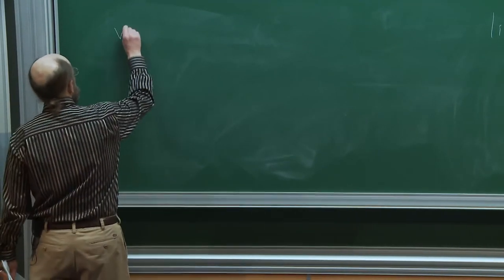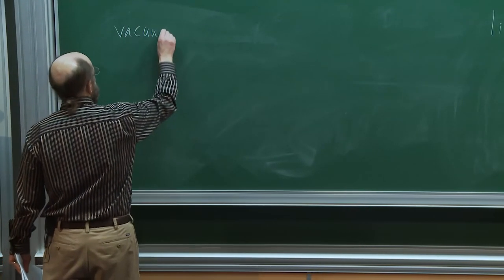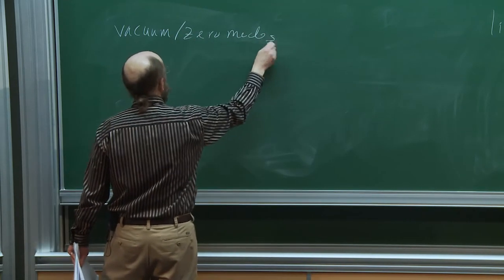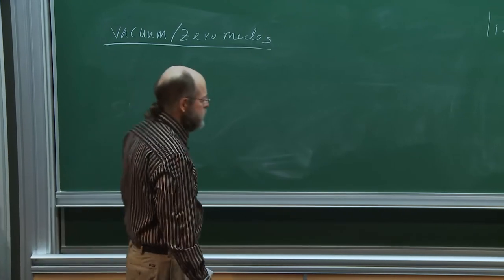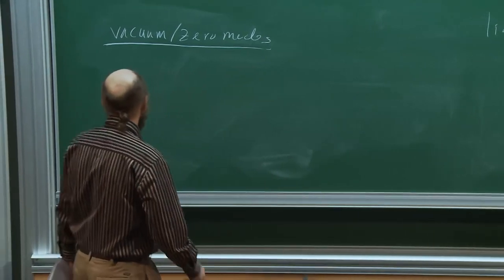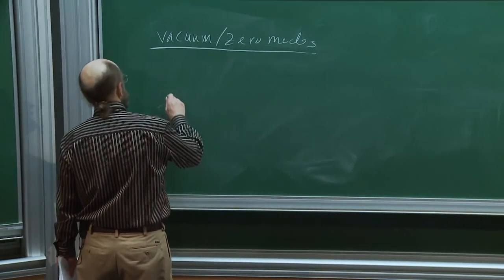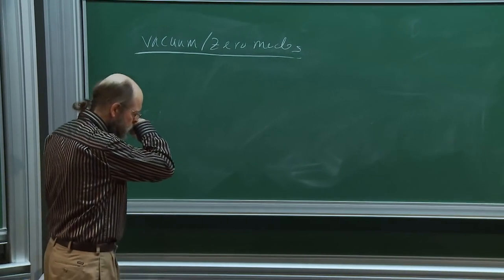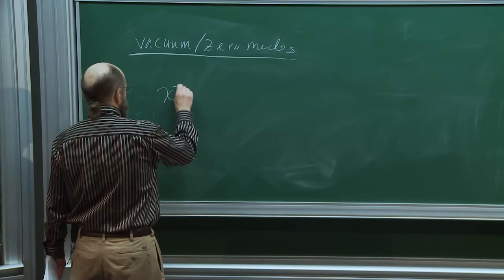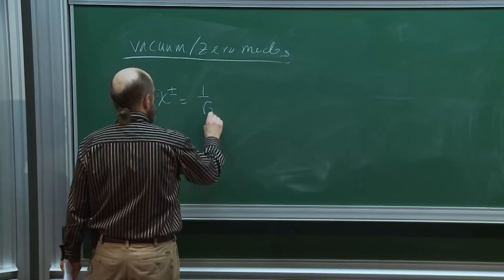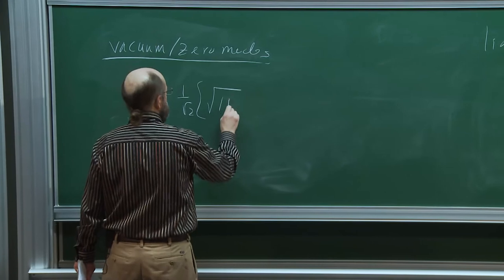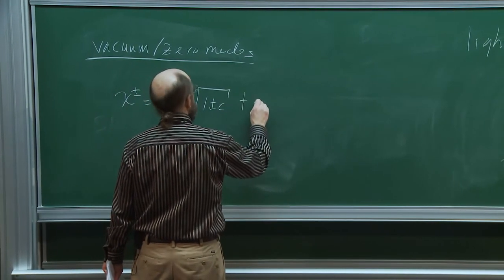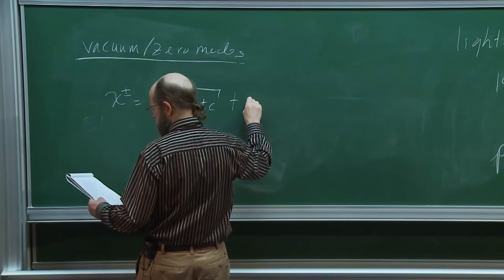The last thing I wanted to comment about, and I've already said a few things, is the vacuum and zero modes. Most recently, the thing that we've been looking at is a parameterization that's due to Kent Hornbostel, where you define a set of coordinates. C is not the speed of light. C is just a parameter.